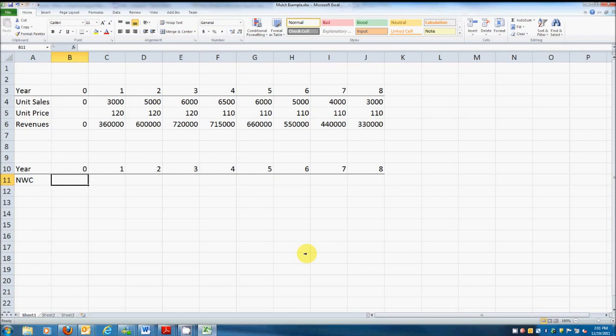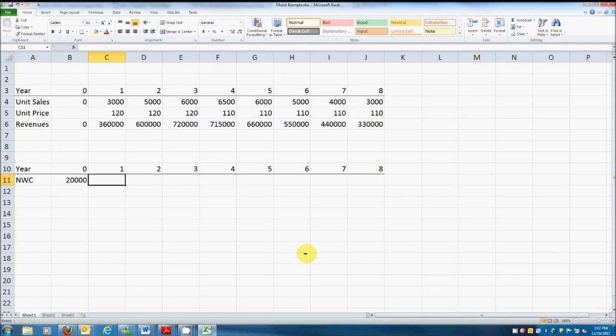And anytime you start a project, you have to have net working capital to get things moving. Just like if you were going to move into a new apartment, you would have to have some cash to get things set up. And what they do is they tell us that the net working capital will be $20,000 to start with, and that after that it will be 15% of the sales for the year.